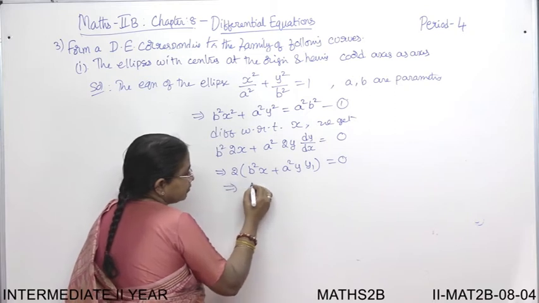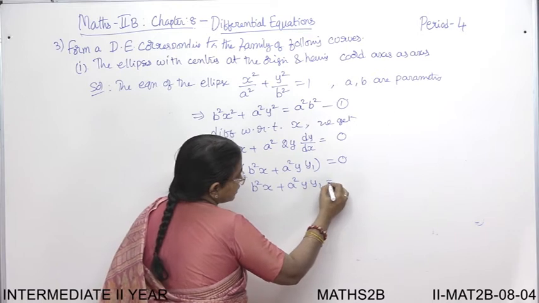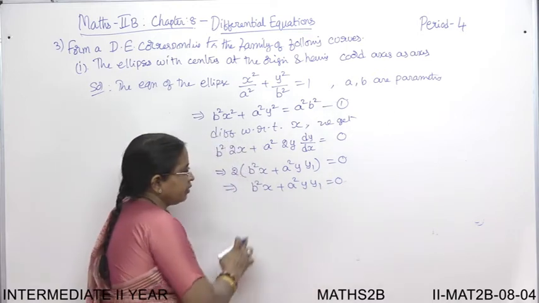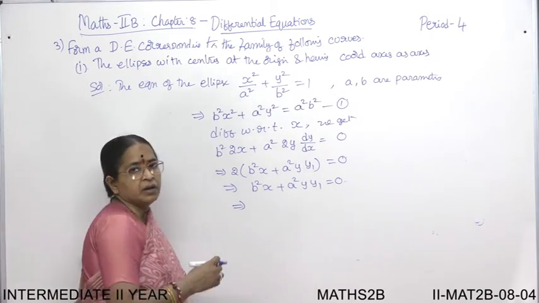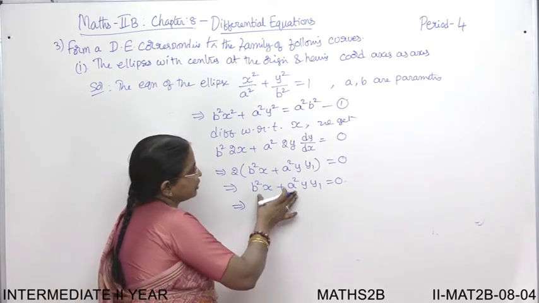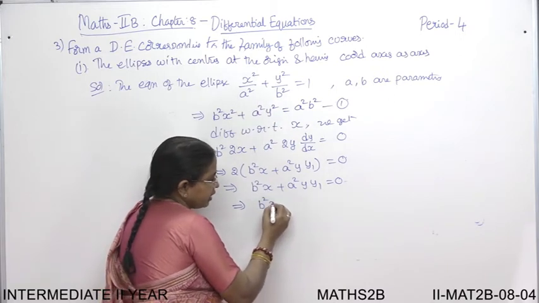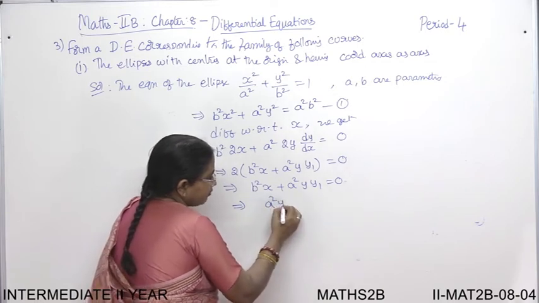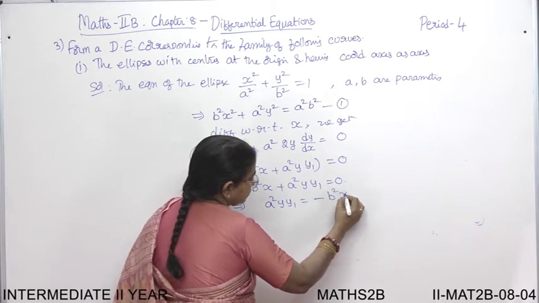So that means b square x plus a square y1 is equal to 0. Now we'll take this as second equation. But see, here we have two constants in two terms. So another idea of eliminating a and b from this equation itself without substituting anywhere else, we can do like this. See, I'll take b square x to that side. So a square y1 is equal to minus b square x.